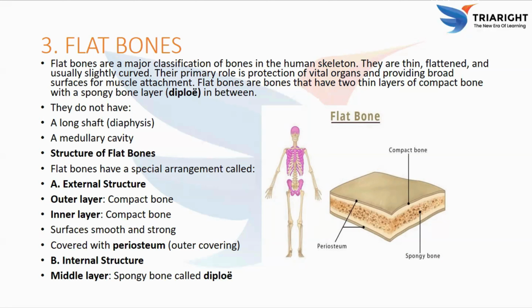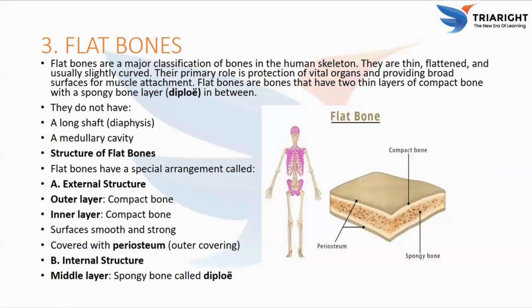So what are the special features of the flat bones? Flat bones are different from long bones because they do not have a long shaft, like there is no diaphysis. They do not have a medullary cavity, that is, no hollow center. So this is the special feature of the flat bone. So what is the structure of the flat bone? Flat bones have a special arrangement called a sandwich structure. You can clearly see in the picture, it resembles a sandwich, right? So it has two layers.